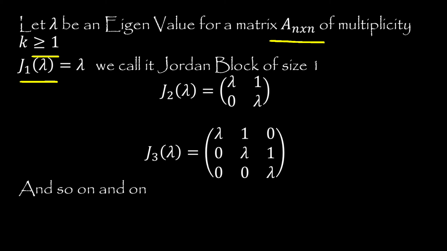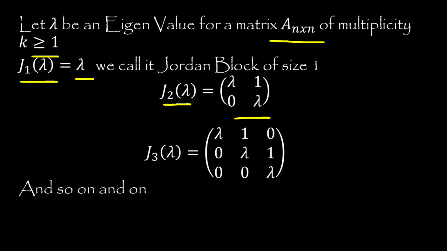So if you have J1 of lambda, we mean a Jordan block of size 1, with lambda being one of the eigenvalues. For the first one, it will be just equal to the lambda, or the eigenvalue given. Then the second one is J2 of lambda, the Jordan block of size 2, which is an upper triangular matrix with the lambda, or the eigenvalue, across the main diagonal and a 1 taking the next position upwards.